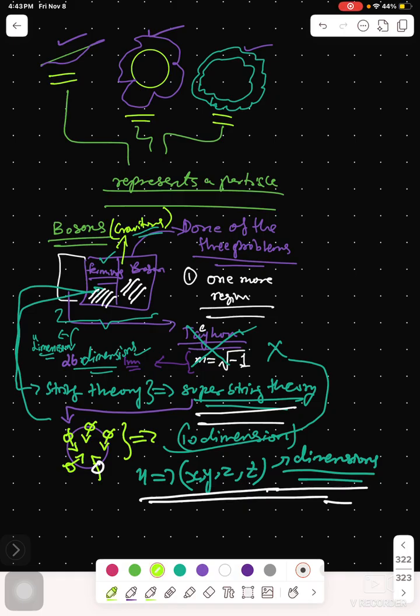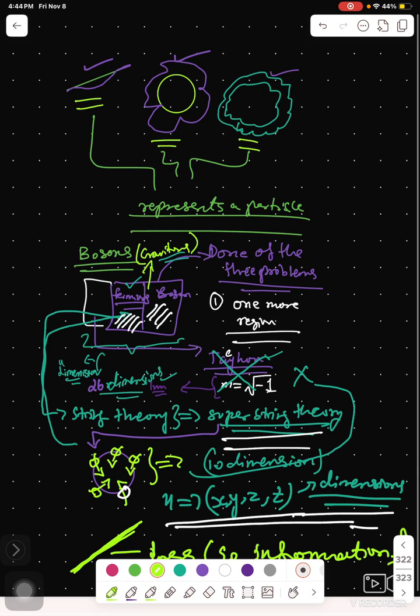Then second of all, it could be that these dimensions exist but we don't see them. Let's suppose we are looking at a certain thing, and when we see it from near, it has maybe more than one dimension. But when we zoom out, we lose so much information.